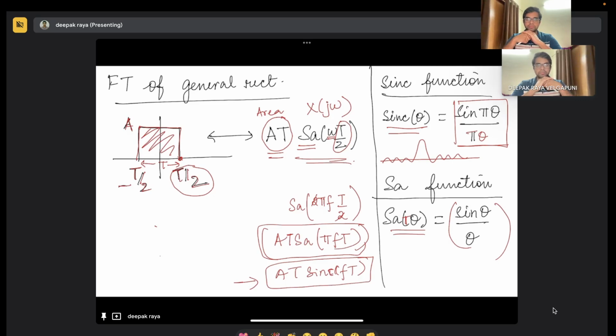Yeah, I got it. I was just confused about how you can write it as sinc, but I got it. Yeah, you just replace this, you get a pi factor, which is nothing but this sinc function of pi t is nothing but sinc pi theta. Yeah, okay, great.